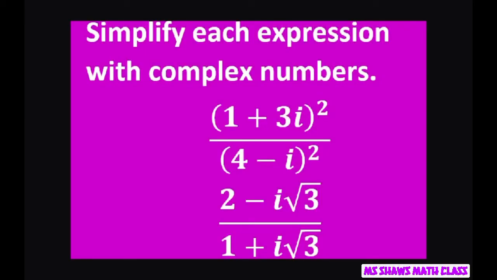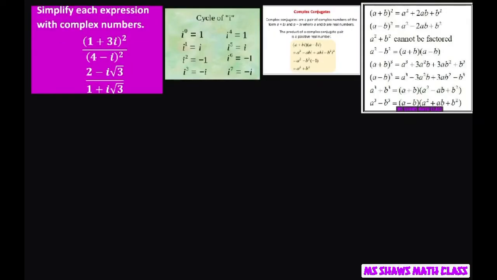One, we're going to simplify each expression that involves complex numbers. So this first one's going to be a bit of a booger. What we have to do first is to expand the numerator and denominator based on our factoring facts here. So you can write this out twice and FOIL it out if you want.